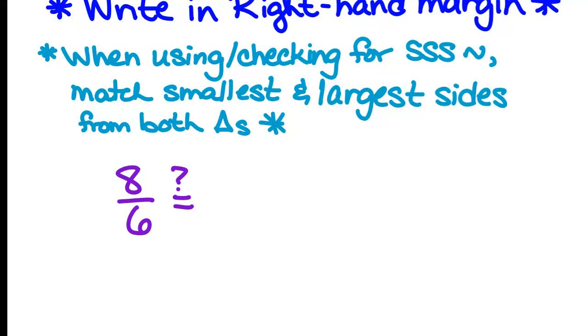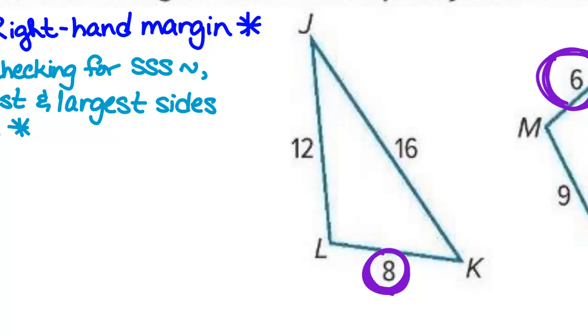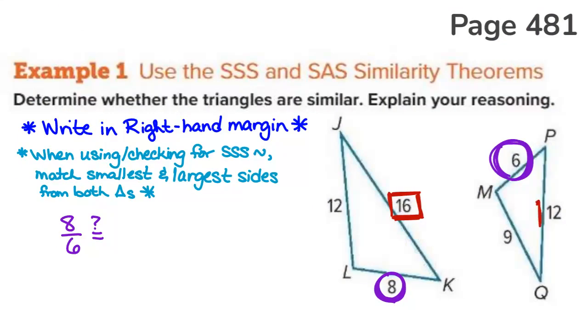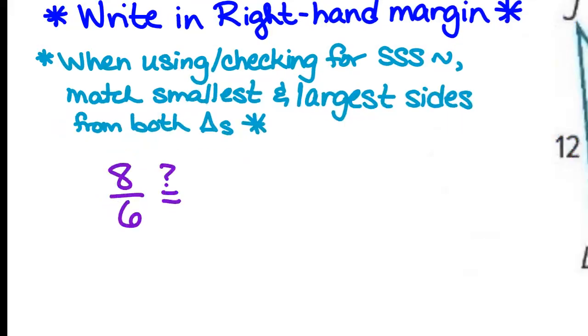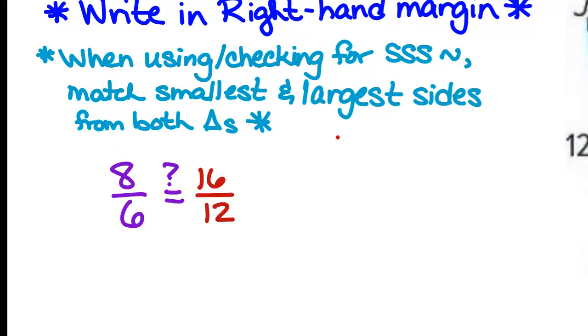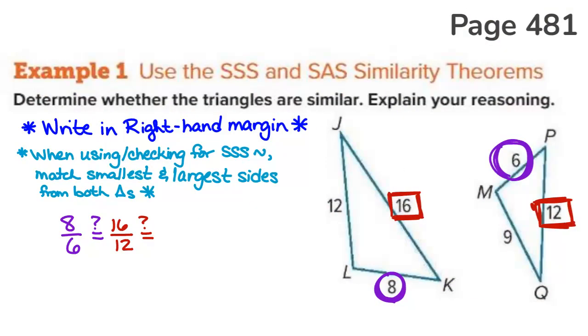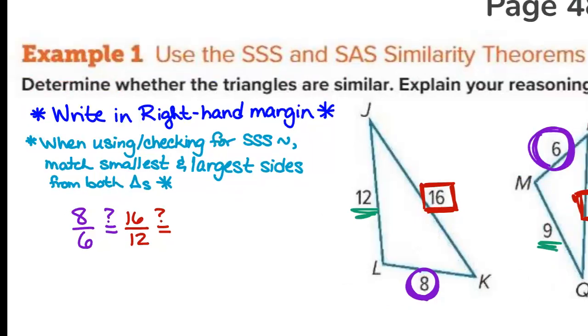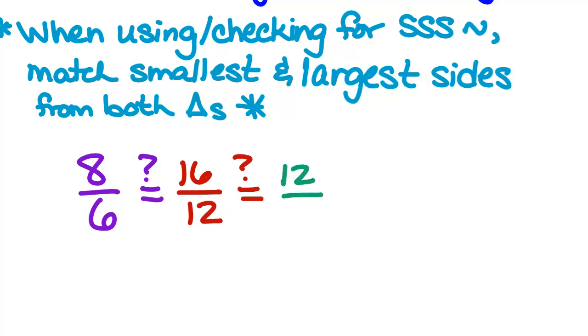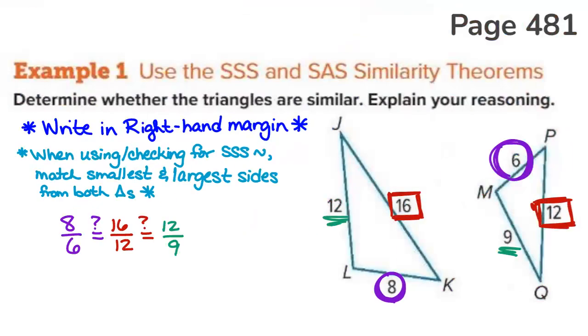What is the largest side on the right-hand triangle? 16 is our largest side. What's the largest side on the other triangle? 12. So I would have 16 over 12. And then what are my leftover sides, the medium-sized sides? 12 and 9. Which one has to go on top? 12, because I've got my big triangle sides on top, my small triangle sides on the bottom.